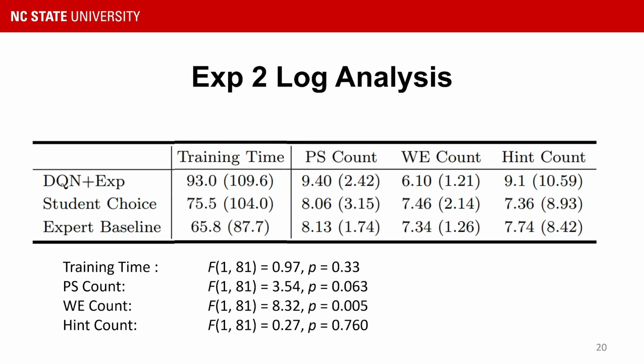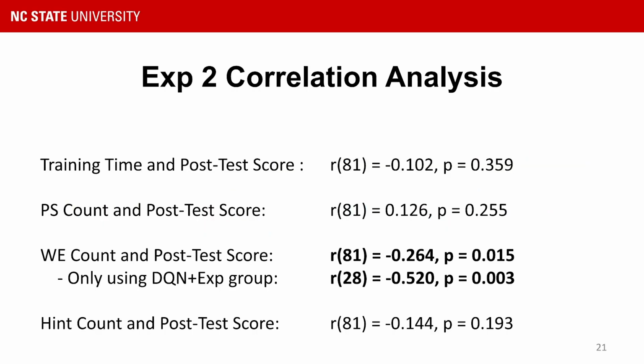A one-way ANOVA test showed no significant difference in either the training time or the hint count for the three policies. However, a marginal difference was found in the number of PS problems, and a significant difference was found in the number of WE problems. DQM provided fewer WE problems than the other two policies.